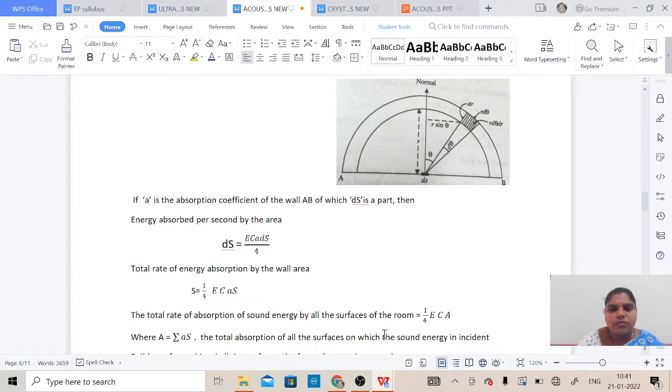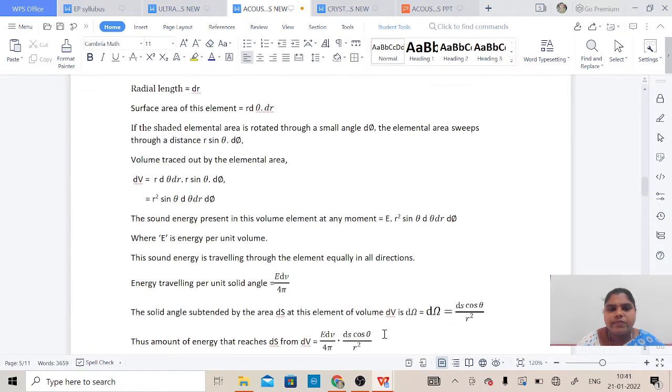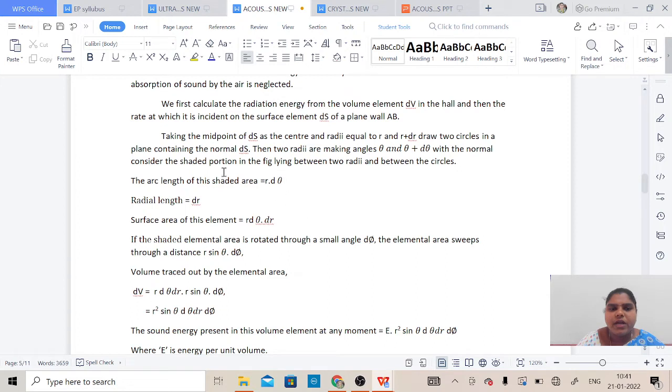This is the dS area, and the radius r makes an angle theta with the normal. We are all discussing this particular area only. Here I am repeating it again: taking the midpoint of dS as the center and radii equal to r and r plus dr, draw two circles in a plane containing the normal to dS. According to r it makes an angle theta, and according to r plus dr it makes an angle theta plus d theta.